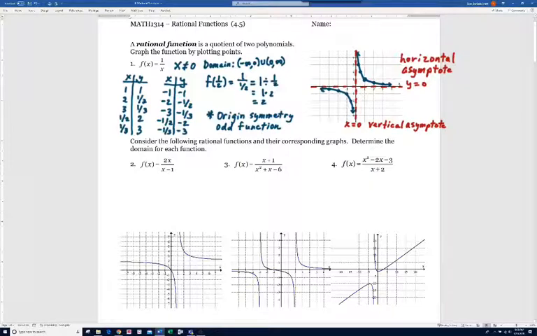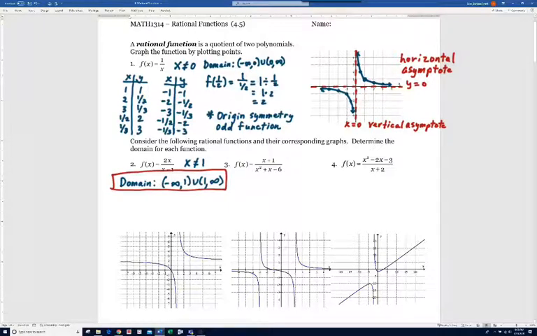So first of all, we're going to find the domain here. Our restricted value here is x, it can't be 1. And so our domain will be everything else except 1: negative infinity to 1, union 1 to infinity.